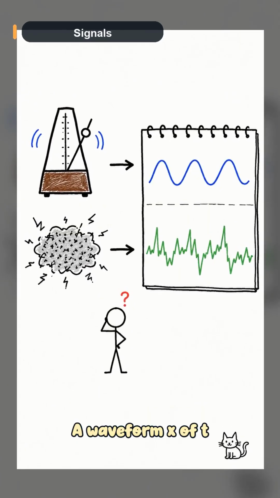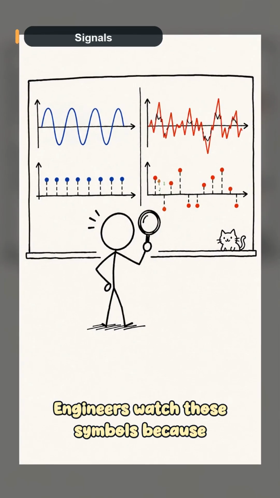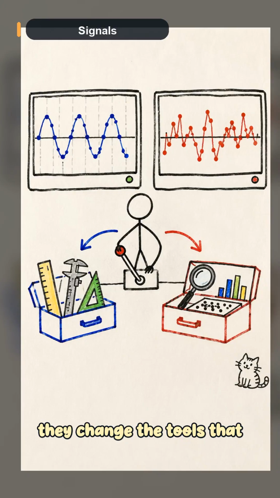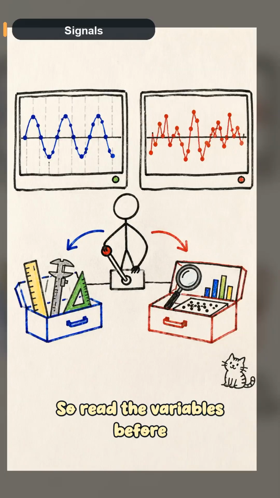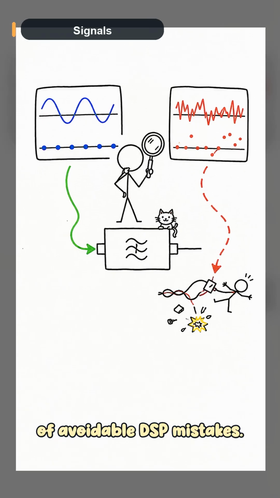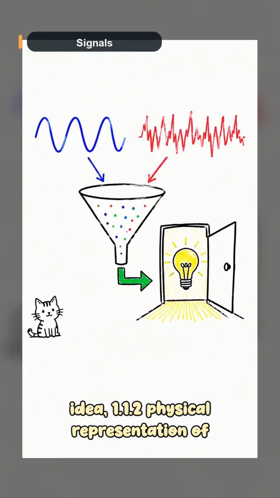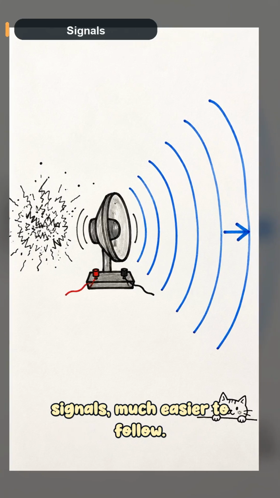A waveform x of t does not mean the same thing as a sampled sequence x of n. Engineers watch those symbols because they change the tools that are valid. So read the variables before you read the equations. That habit prevents a lot of avoidable DSP mistakes. And it makes the next idea, the physical representation of signals, much easier to follow.